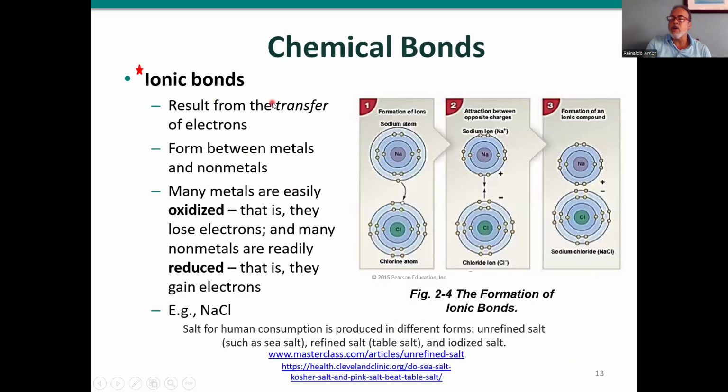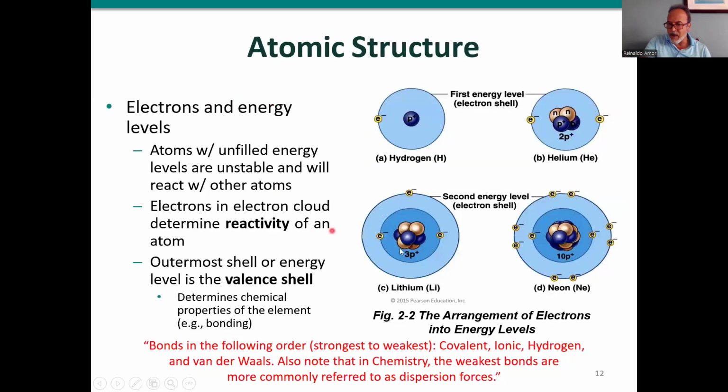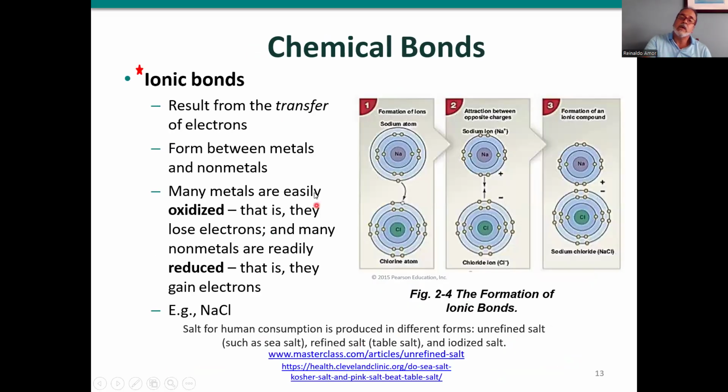Let's move on. Let's talk about ionic bonds. Okay, we're not going to start with covalent bond. We're going to start with ionic, which is the second strongest bond here. So ionic bonds result from the transfer of electrons. So when electrons are being transferred from one atom to another, we form an ionic bond. The key word here is transfer. If you hear the word transfer, electrons are being transferred from one atom to the other. That is an ionic bond that is going to form. Usually this happens between a metal and a non-metal.